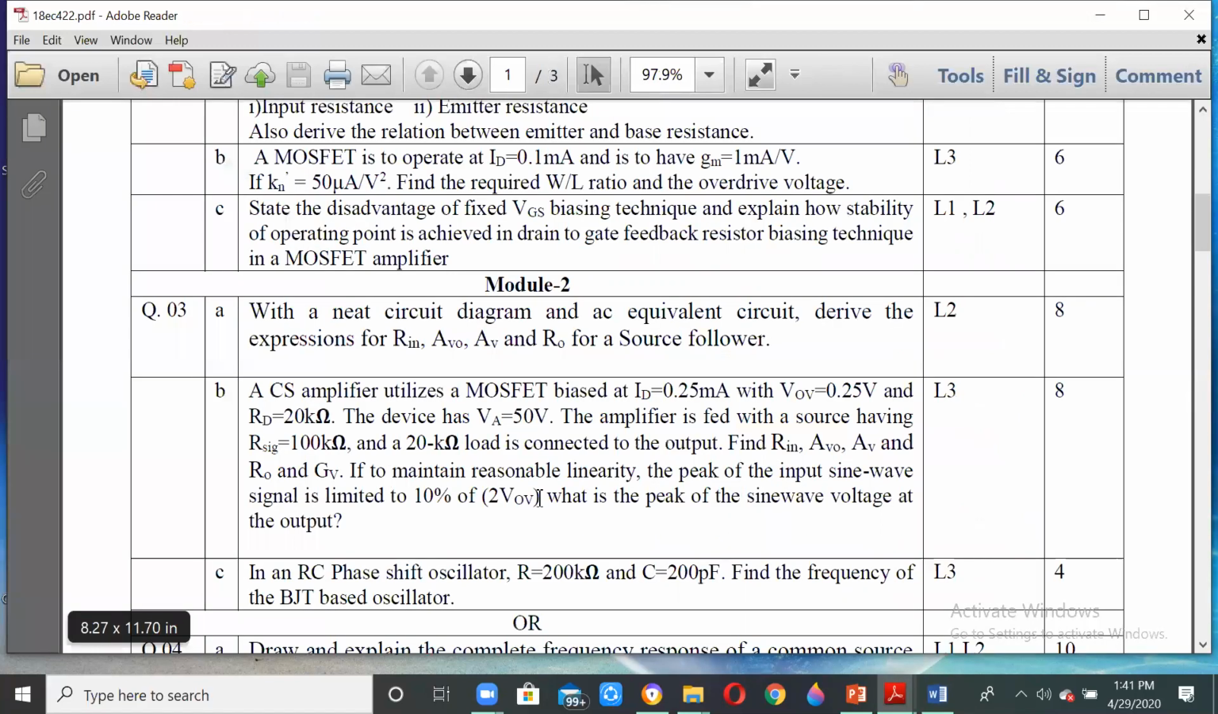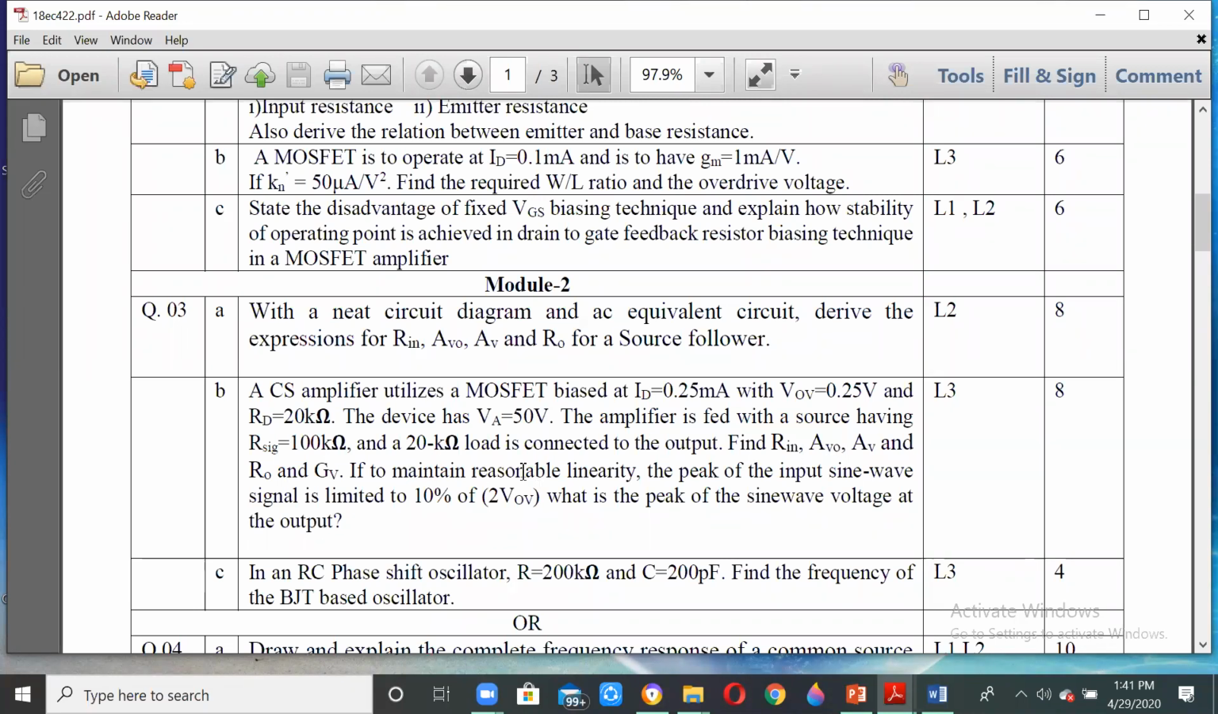Then, having found that, we have a numerical here. A CS amplifier utilizes a MOSFET biased at ID of 0.25 milliamperes with VOV equal to 0.25 volts and RD equal to 20K. The device has VA equal to 50 volts. The amplifier is fed with a source having RSIG equal to 100K and a 20 kilo ohm load is connected to the output. Find Rin, AV naught, AV, R naught and GV.